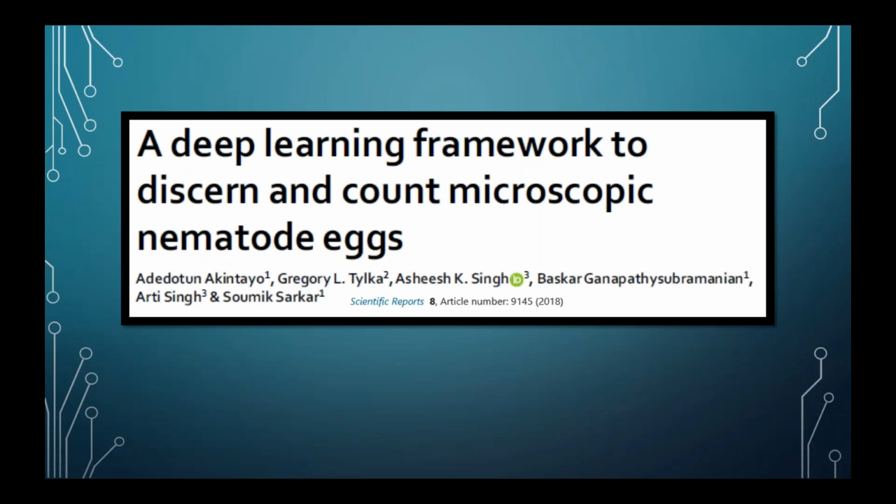And we'll take a little turn, and I'll show you how it all fits together. So here's a paper that was published in 2017, and it's titled "A Deep Learning Framework to Discern and Count Microscopic Nematode Eggs." So if you know any pathologists, maybe during graduate school, I'm sure they said when you asked them, "What are you doing today?" Counting eggs. It didn't sound fun.